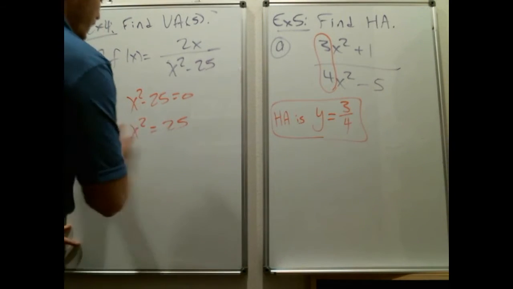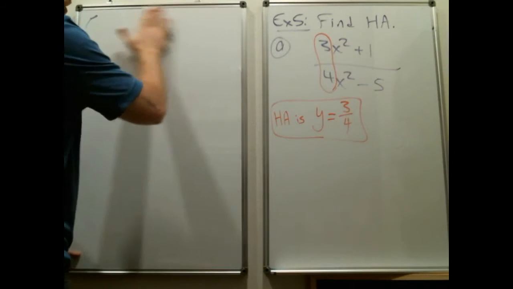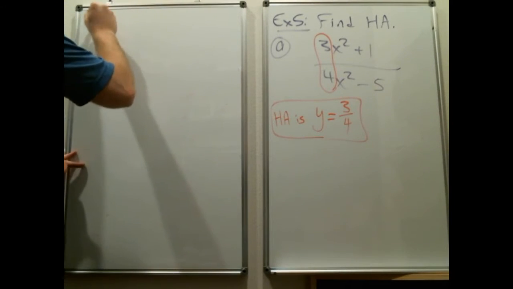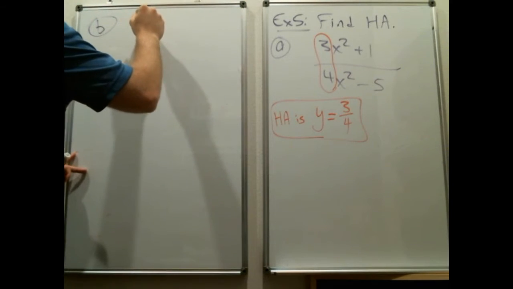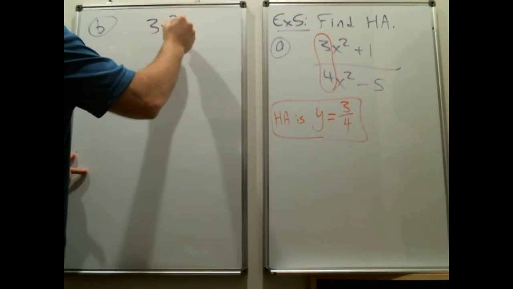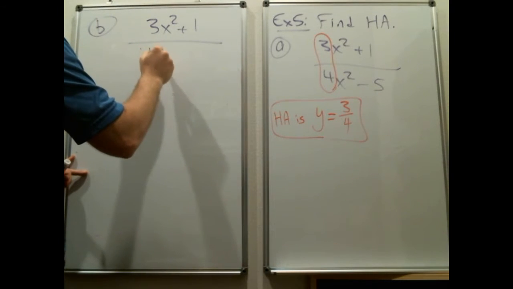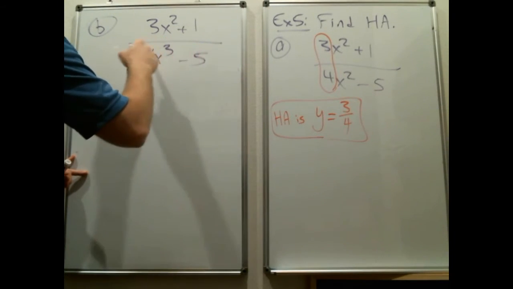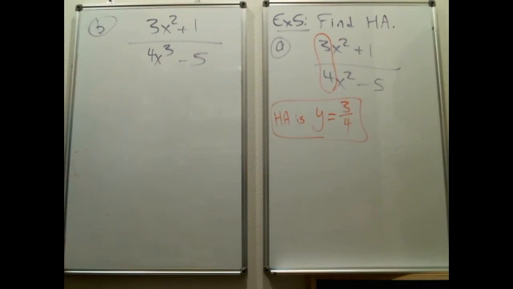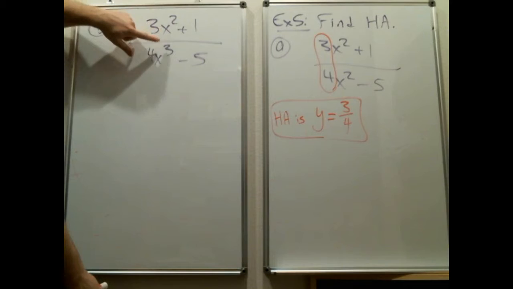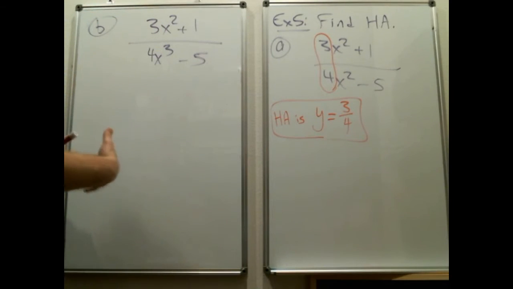Alright, well what happens if they're not the same? I knew you were thinking that, so I'll help you out. B, let's say you have 3x squared plus 1 all over 4x cubed minus 5. So the only thing that changed is this 3 here. So the degree of the top is now 2, and the degree of the bottom is 3. So the top's smaller than the bottom.